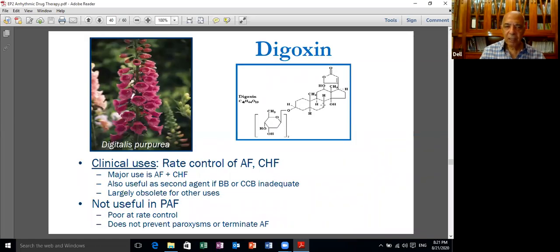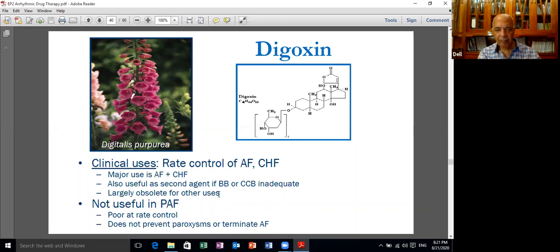Now, digoxin has survived over centuries, so we have to mention something about digoxin. It's not used very frequently at the present time. The major indication is actually patients with congestive heart failure and atrial fibrillation to slow the ventricular rate, particularly as a second agent in addition to beta blockers and or calcium antagonists. It's largely obsolete for other reasons.